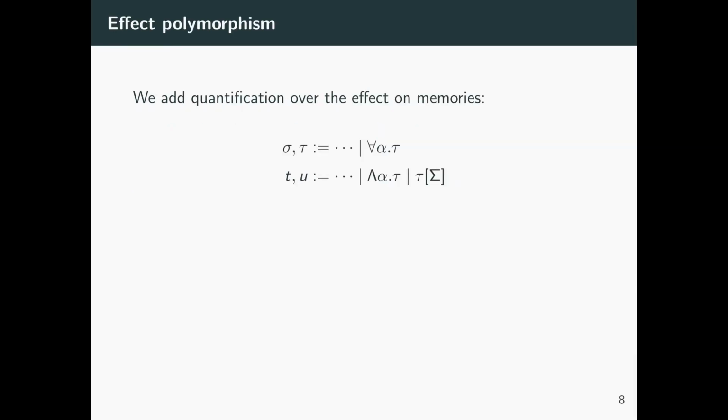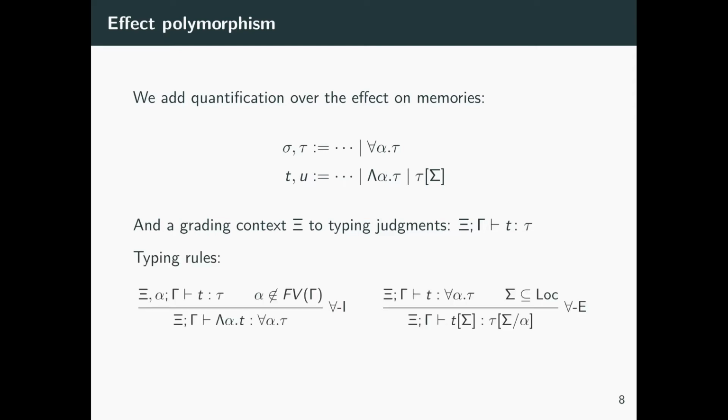The next step is to add effect polymorphism. By this, we mean that we allow universal quantification over grading variables representing the memory footprint. Terms will then be typed over a grading context psi and a typing context gamma. We see here the rules for introducing and eliminating universal types. So concretely, if tau is a type that is well-formed under a grading context containing the variable alpha, and t has type tau under a context gamma that does not contain alpha, then t can also be given the type for all alpha tau. And the rule for elimination is dual.